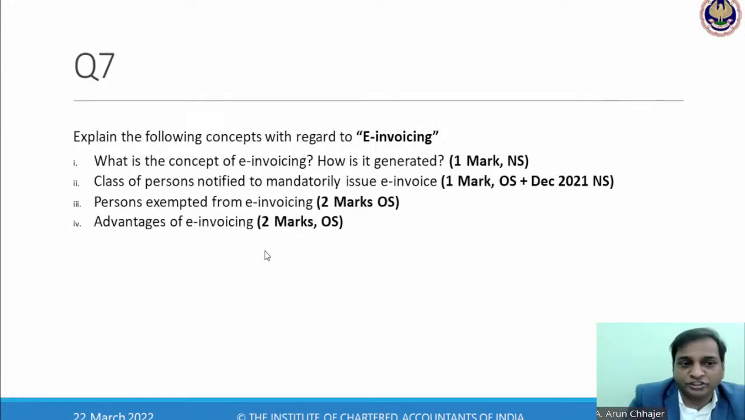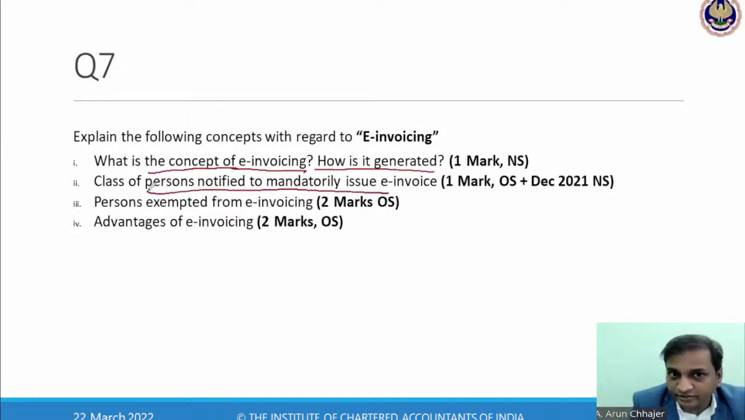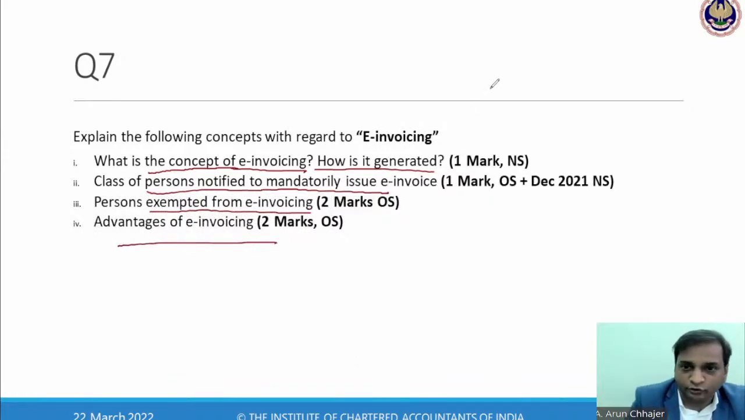Give me the answer for question number 7. What is the concept of invoice? How is it generated? I hope it is clear. Class of persons notified to mandatorily issue e-invoice, persons exempted from e-invoicing, advantage of e-invoicing. I hope it is clear. Question 8, no.